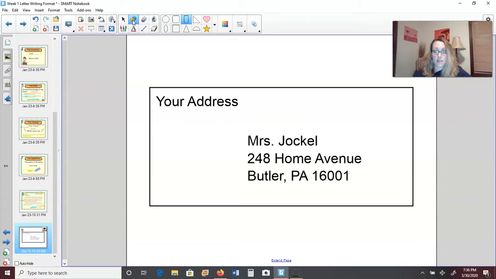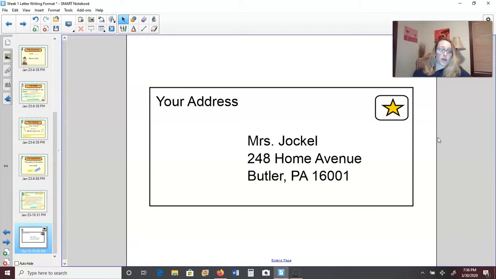Now, you can't drop this in the mail yet, boys and girls. You would need a stamp that would go in the top right-hand corner. So you would need to ask mom or dad to get you a stamp that you could put in the top right-hand corner, and that's how you are paying to mail the letter.